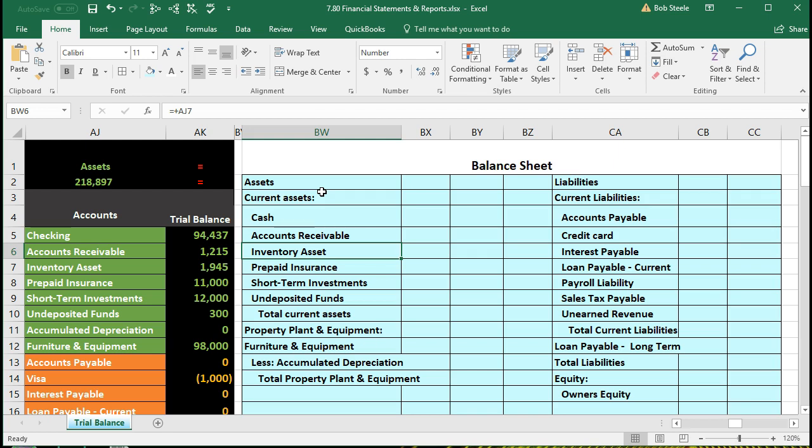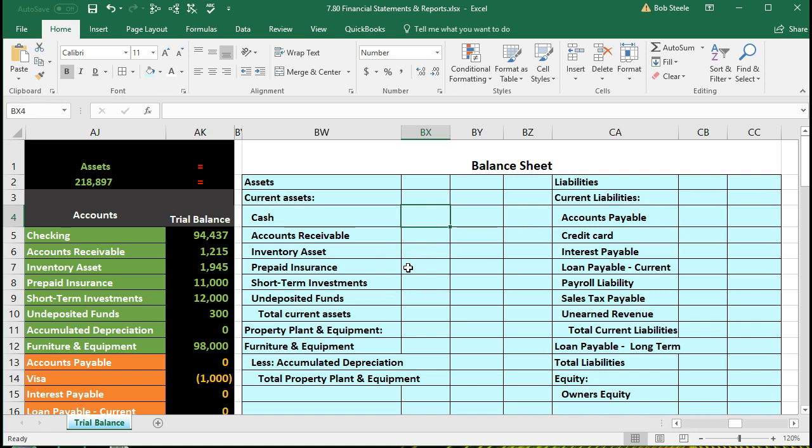So all we need to do then is find a home for all these accounts on the financial statements, and as long as they are going the correct way on the trial balance, and as long as they're going the correct way on the financial statements, then we will be in balance, meaning the assets will equal the liabilities plus the equity. So let's just go through this. I'm going to start with the balance sheet.